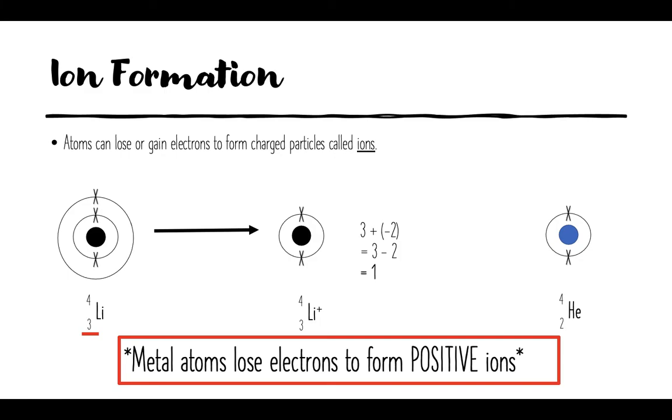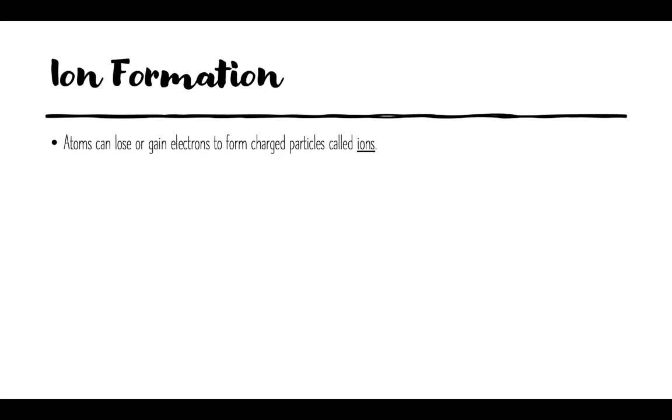So, metal atoms lose electrons to form positive ions. Repeat it with me. Metal atoms lose electrons to form positive ions. If we have not got that written down somewhere, pop it in your jotter, pop it on a clear space on your white notebook. Just make sure we have it written down somewhere. So that's us covered metal atoms.